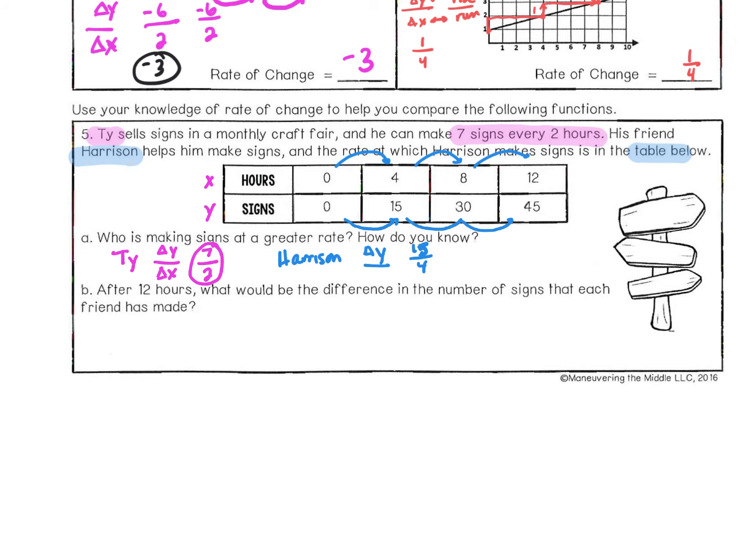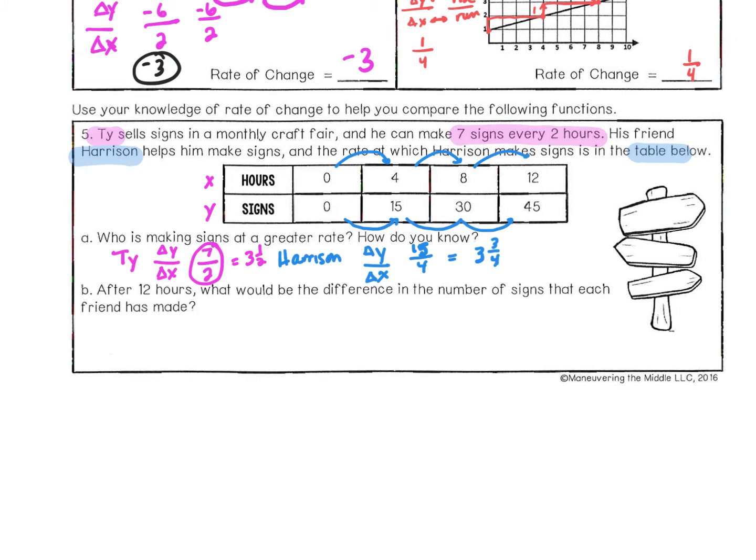Well, these in fraction form cannot be reduced, but we could go ahead and reduce them and put them in whole number form in order to compare them. So if I reduced 7 over 2, that would be 3 and 1/2, and I found that out by taking 7 divided by 2. And let's move on to Harrison. For Harrison, I'm going to take 15 divided by 4, and 4 will go into 15 3 times with 3 left over out of 4. So Harrison's rate of change is 3 3/4 signs in 1 hour.